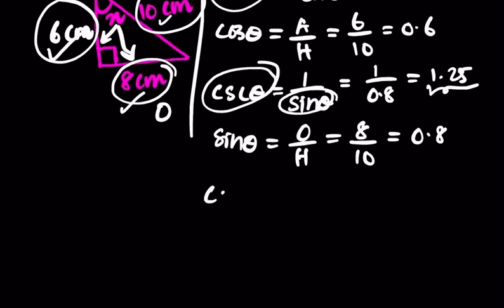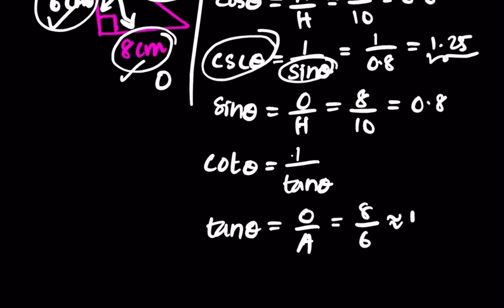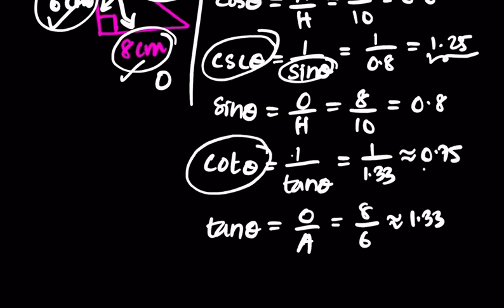1.25. Now cotangent theta is the reciprocal of tangent theta. First let's find tangent theta, which is given by opposite over adjacent. Opposite in this case is 8, while adjacent is 6. So 8 over 6 is approximately equal to 1.33. Substitute here. 1 divided by 1.33 is approximately equal to 0.75. So cotangent theta is approximately equal to 0.75.